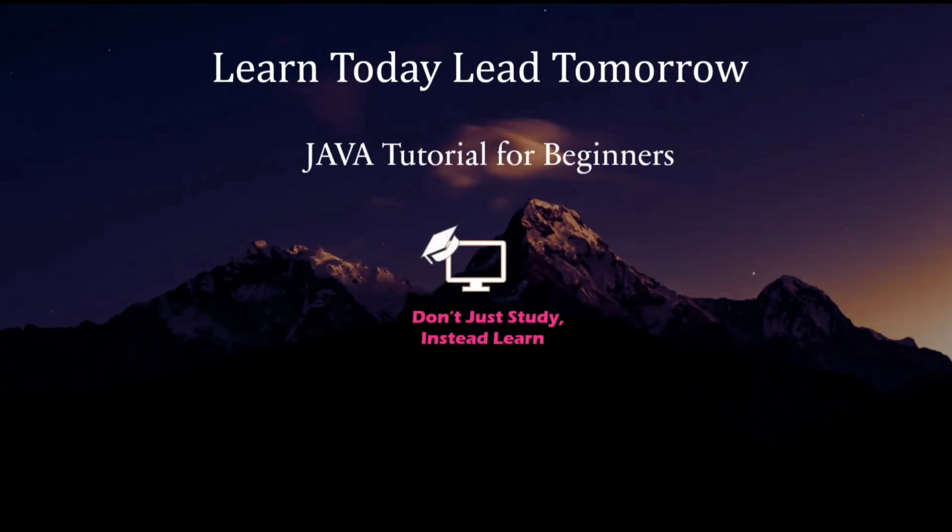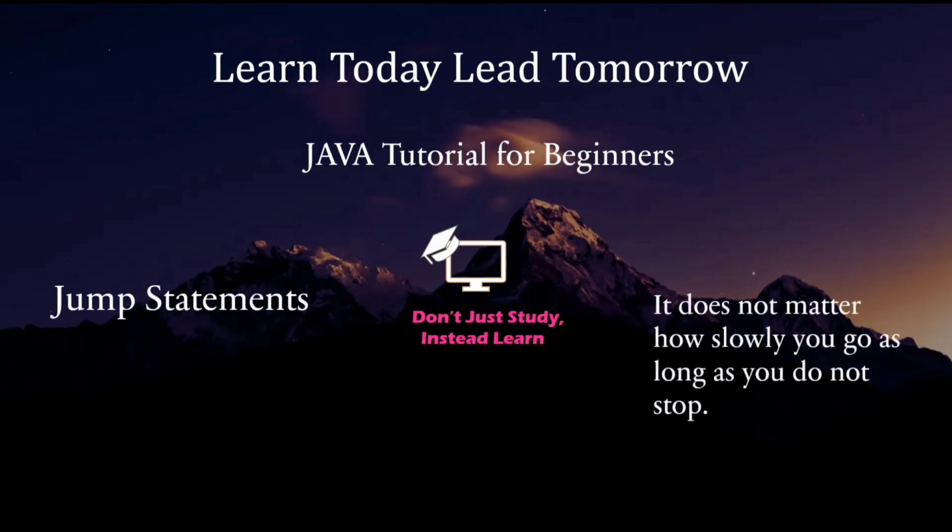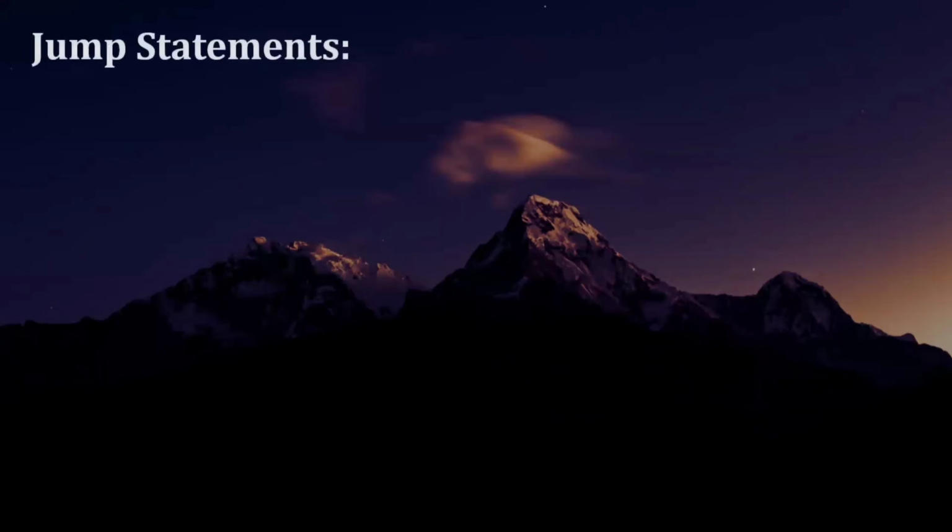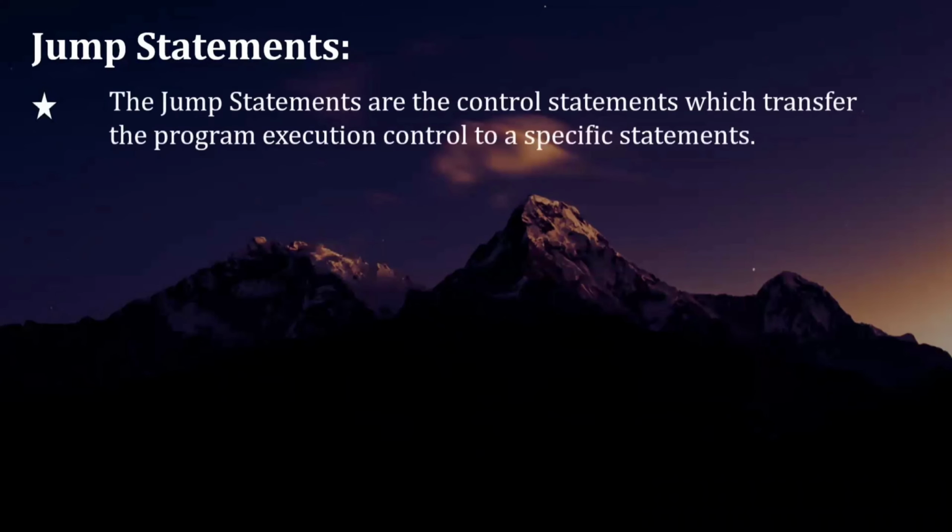In this video, we are going to learn about jump statements. Today's learning motto: it doesn't matter how slowly you go as long as you do not stop. First, let's see what jump statements are. Jump statements are control statements which transfer the program control to a specific statement. In simple words, jump statements are primarily used to interrupt a loop or switch case.